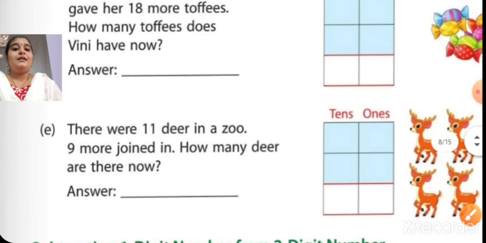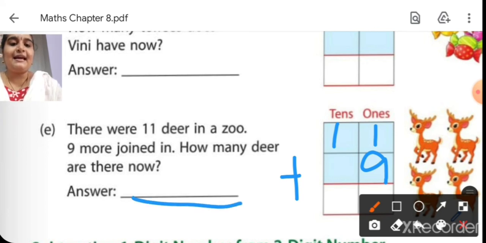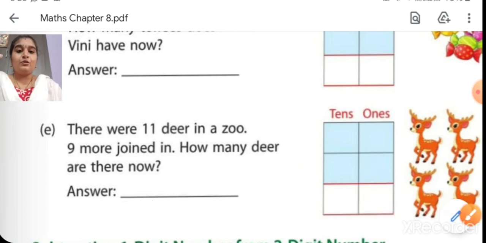Last one. There were 11 deer in a zoo. 9 more joined in. How many deer are there now? So joined in means they have added. So 11 plus 9. So you are going to add and write the answer here and here. Okay, children? Okay. So you all do this. I will share the answer with you.